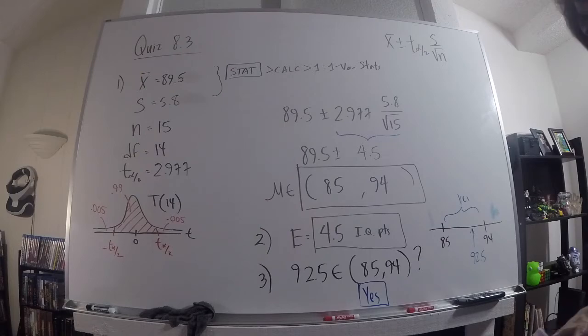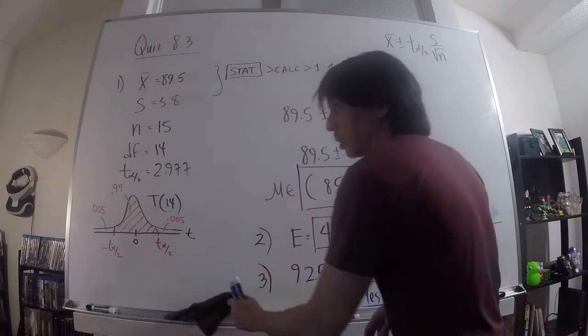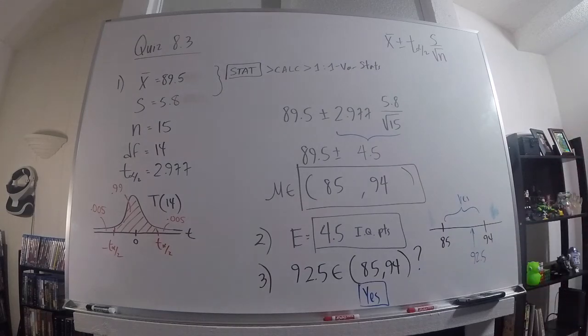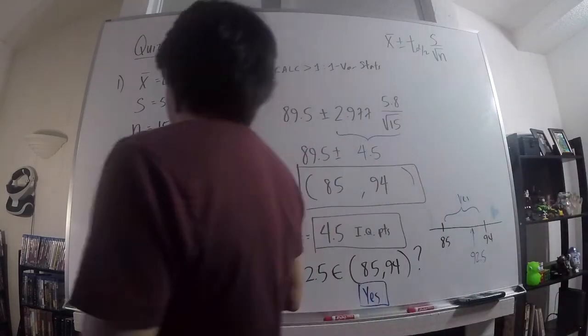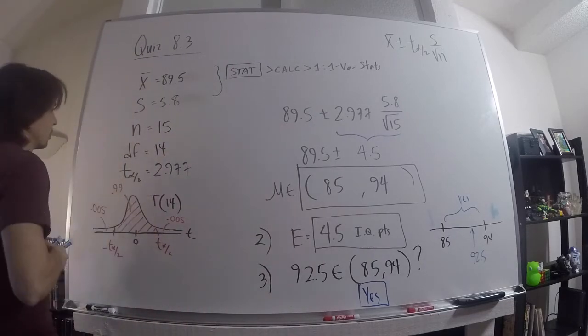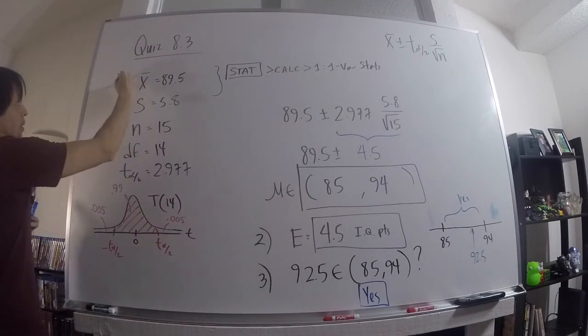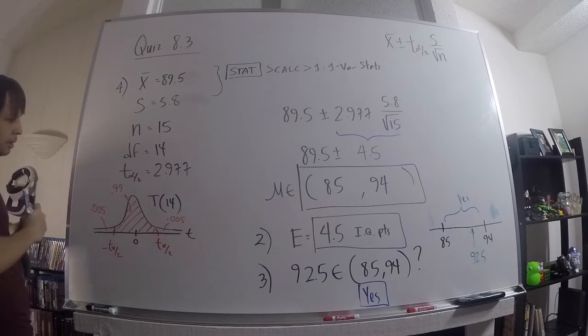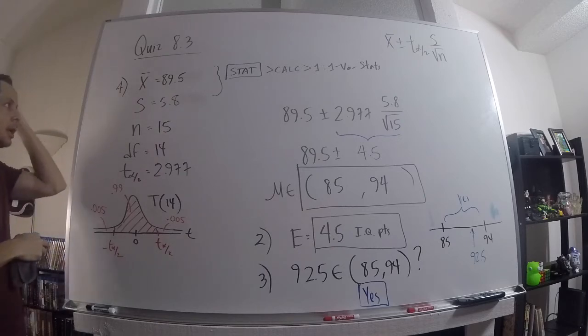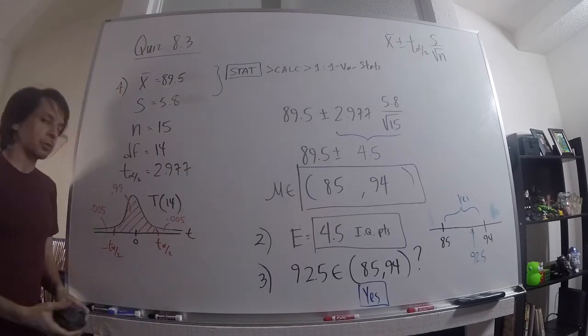They didn't give us a new data set, they didn't give us a new sample, so we're using the same thing. So I'm just going to erase what's going to be new. So first of all, change this to number 4, and then I will think about what I need to change. The data is the same. We're still working with the same sample.